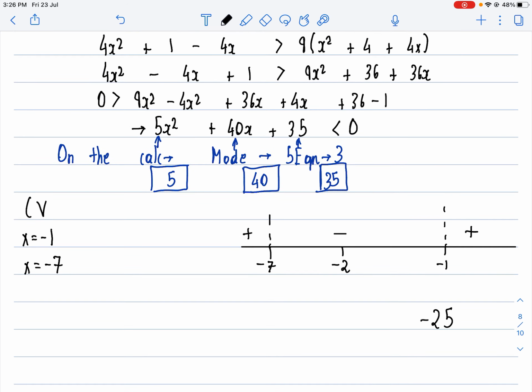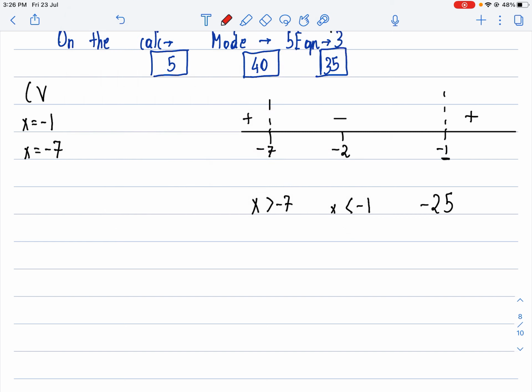So I need it to be negative. Where do we have the negative sign in the number line? Where I know x is more than minus 7, and when I know x is less than minus 1. But before finalizing my answer, I always verify, correct?